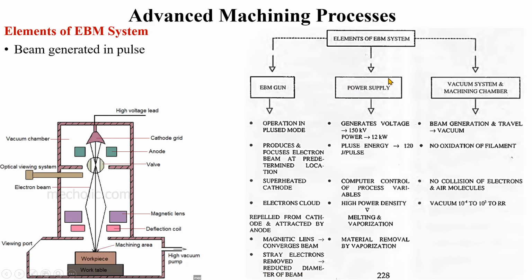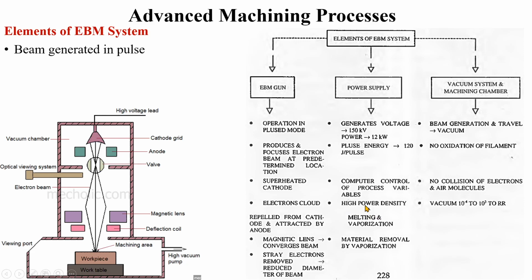Next we will see the power supply. The power supply can generate voltage up to 150 kilovolt. The maximum power will be around 12 kilowatts. We have seen the beam generation is in pulsed mode, so the pulse energy will be around 120 joules per pulse for a single pulse. We control the process variables using a computer or a microcontroller, so controlling the EBM will be easy because of this computer control.